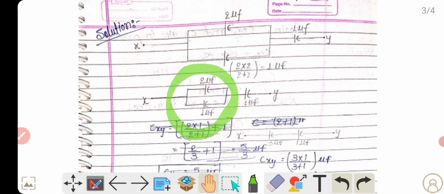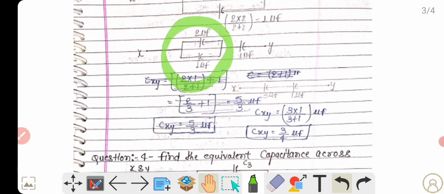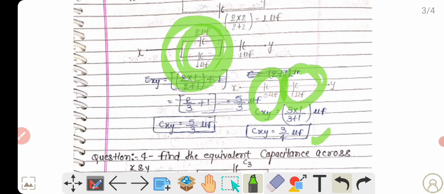Now my dear friends, as you can see here, we have calculated the value of capacitance between x and y. Now my dear friends, the equivalent of both these two will come out to be 3 microfarad, and this 1 microfarad is in series with 3 microfarad, and the equivalent capacitance will come out to be 3 by 4 microfarad.